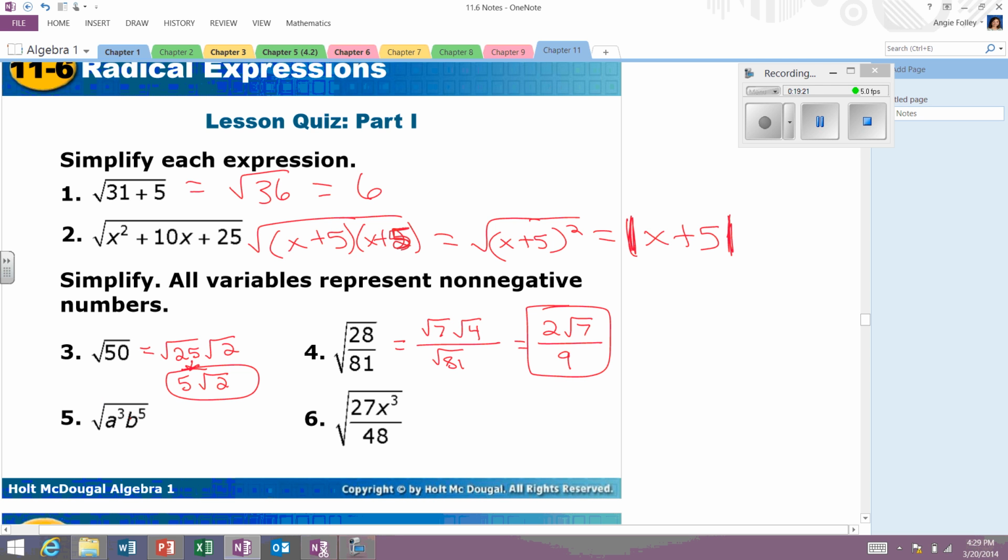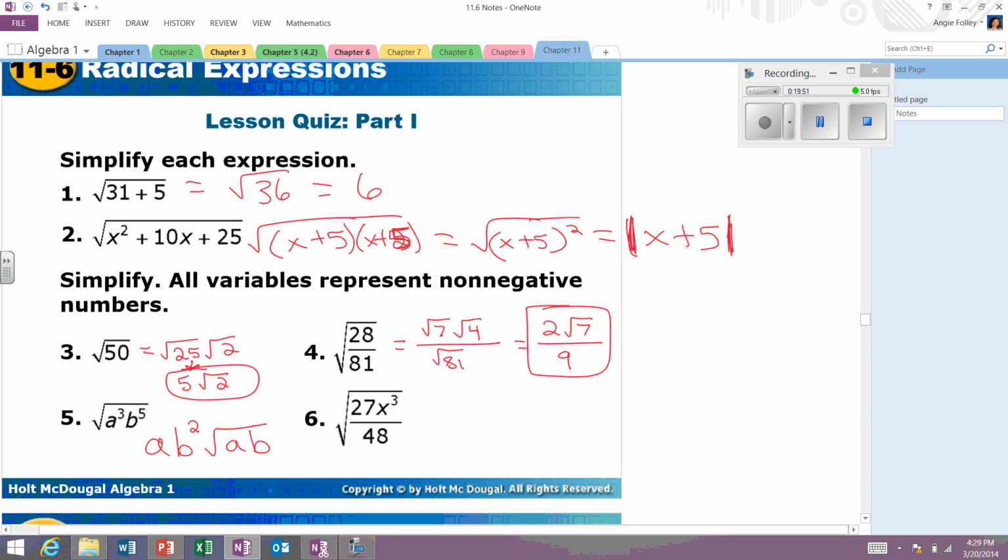Okay, since it's a square root, how many perfect groups of 2 can I pull out of 3? I can pull one a out, and I'm still going to have an a left inside. With the b, I can pull out 2 groups, because I can do 2 and 2, which makes 4. So that means 2 groups of b, but I'm still left with 1 b underneath because I only pulled out 4 b's. I still have another b underneath.